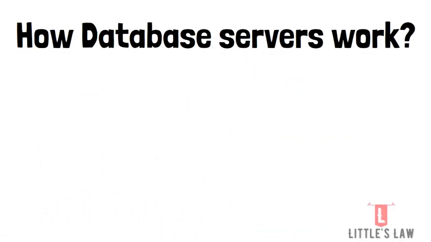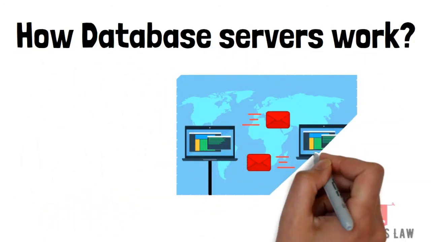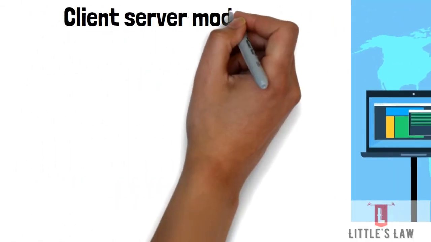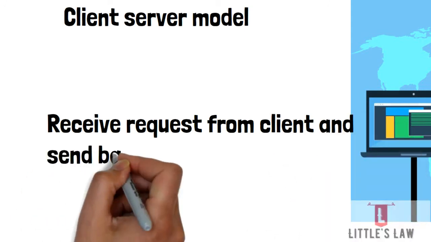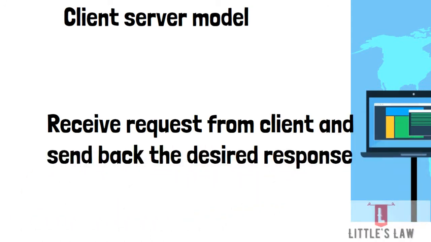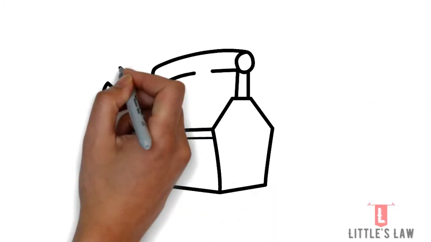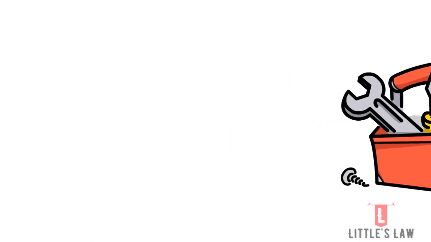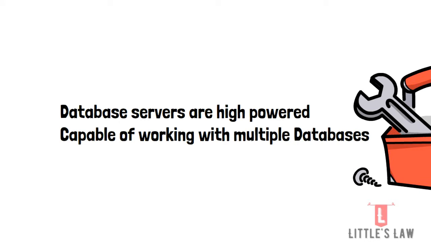So how do these database servers work? Understanding that will give us more insights. Most database servers operate on the client-server model, receiving requests from client devices and the respective users, and then returning the desired response. The database plays a foundational role in providing resources to network clients. Database servers are high-powered appliances capable of working with multiple databases to serve resources to clients, sometimes with assistance from intermediaries like application servers and web servers.